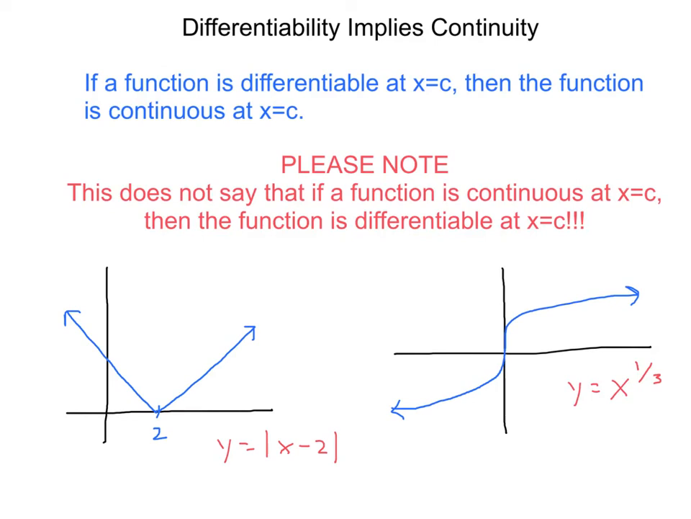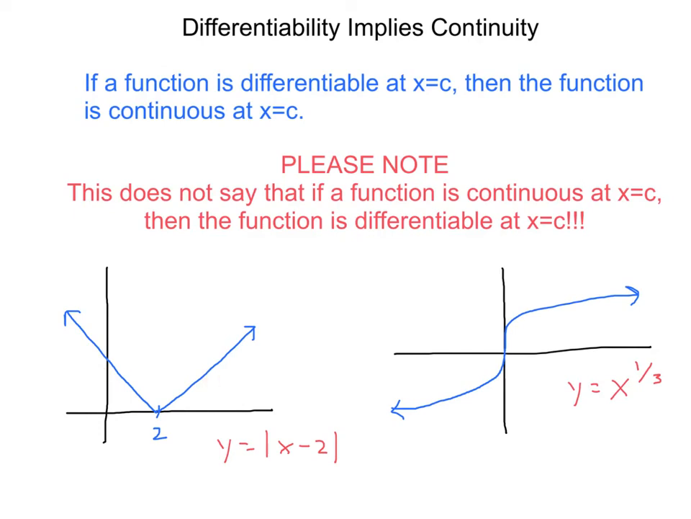One is y equals the absolute value of x minus 2. What you need to remember in this case is that the derivative is the slope of the curve, or the slope of the tangent line. Well, the graph of the absolute value of x minus 2 is formed by two linear functions. This piece right here has a slope of -1, and this piece has a slope of +1.